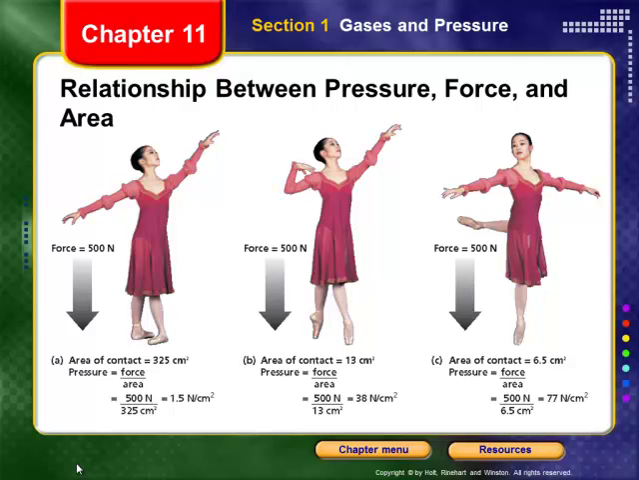When she gets up onto both tiptoes, her area is decreased to 13 square centimeters, so the pressure is 38 newtons per square centimeter. And then when she lifts that one foot, so she's just on one set of toes, now the pressure goes to 77 newtons per square centimeter. So by decreasing the area over which the same force acts, you increase the pressure.